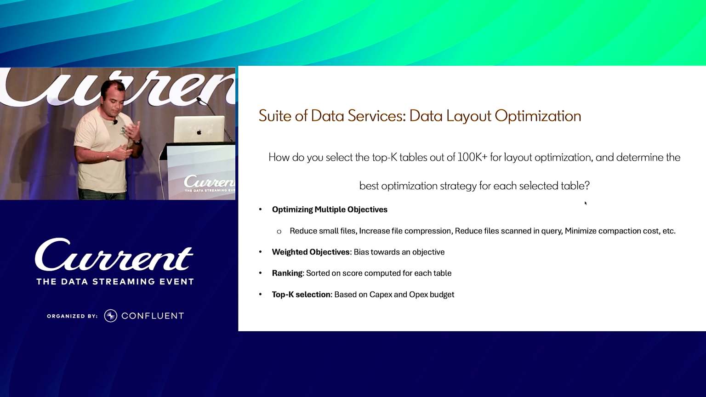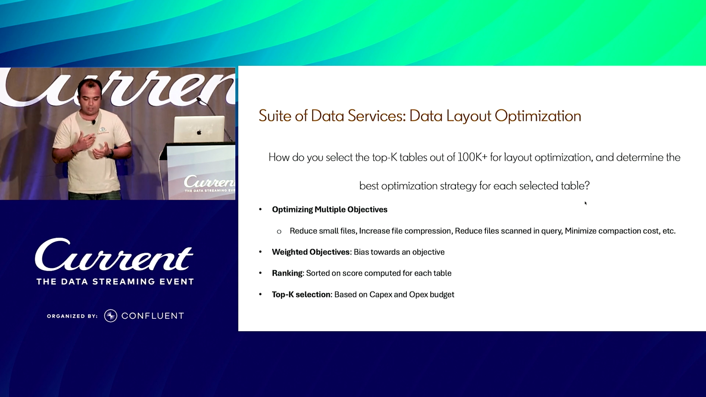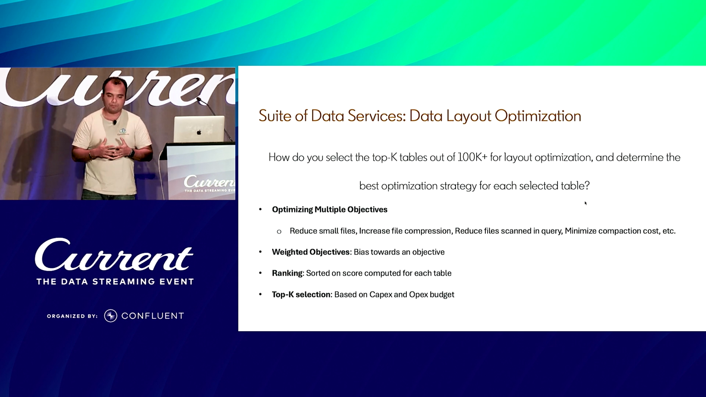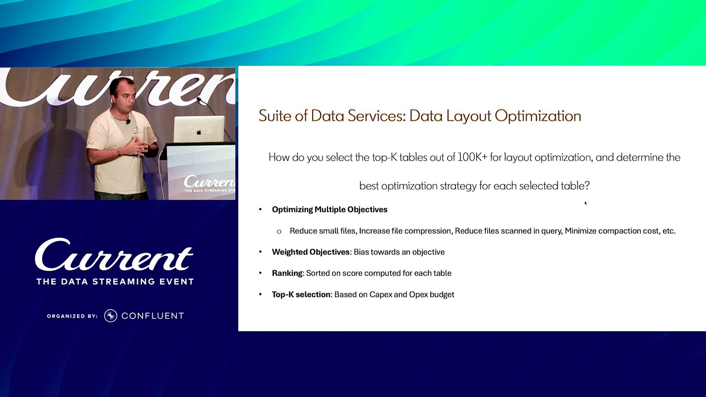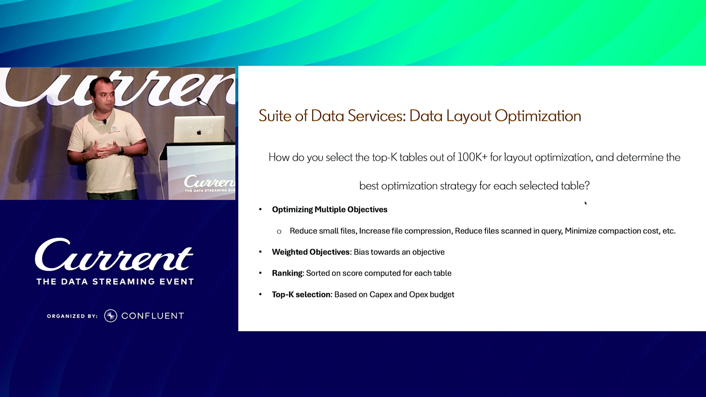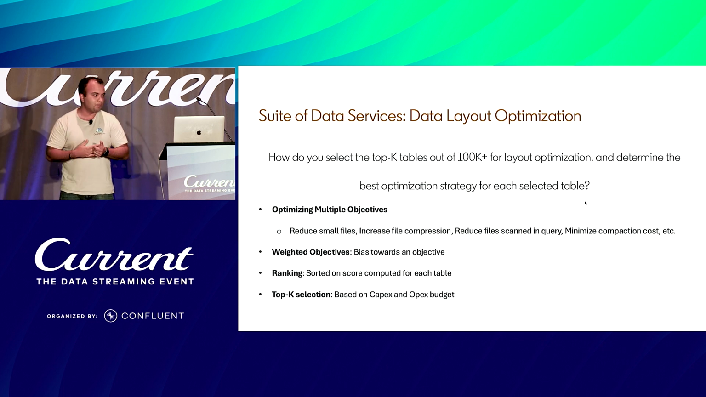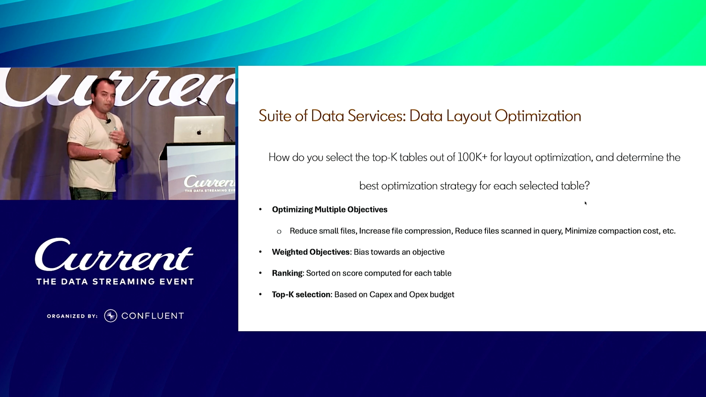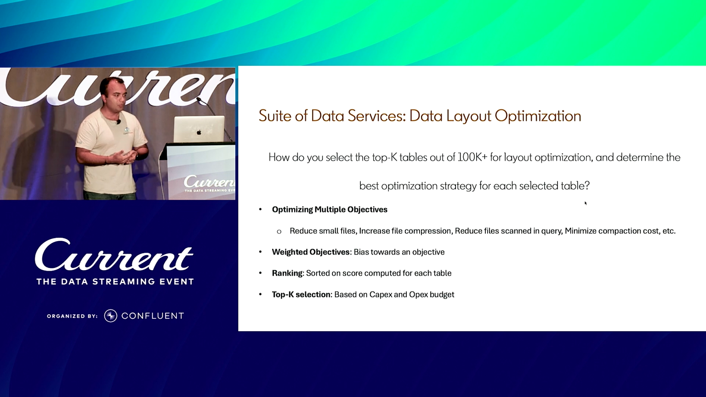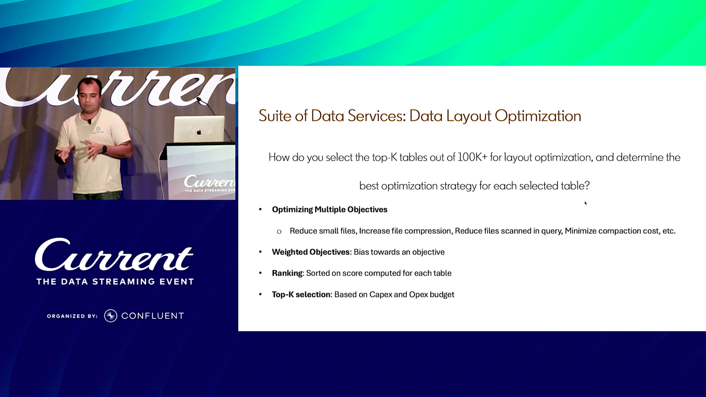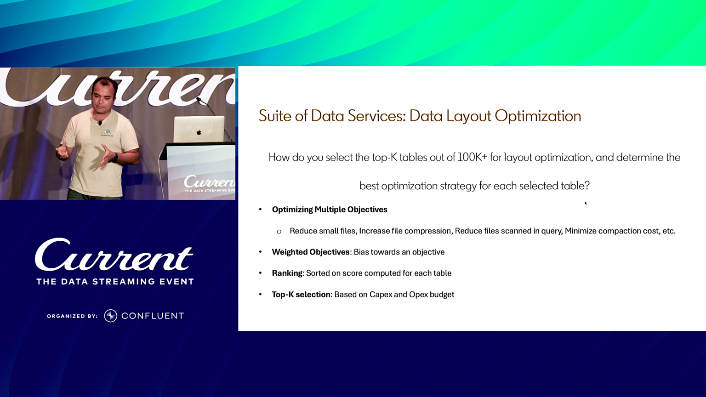So what we started thinking about is how do you select the top K tables for data layout optimization out of all these 100,000 tables? What is the best optimization strategy for a table? And what is the impact of that, right? So if you think about this problem, it's essentially a multi-objective optimization problem.